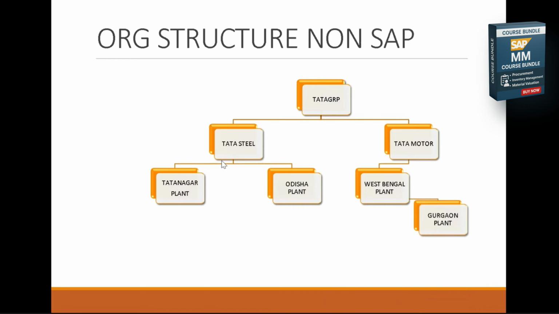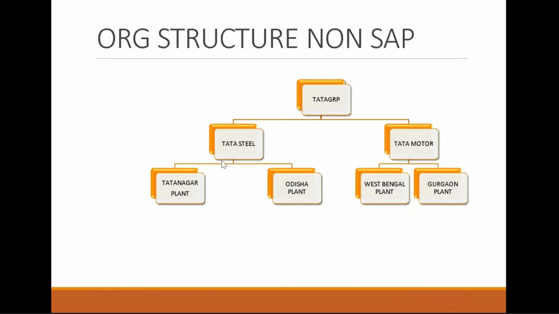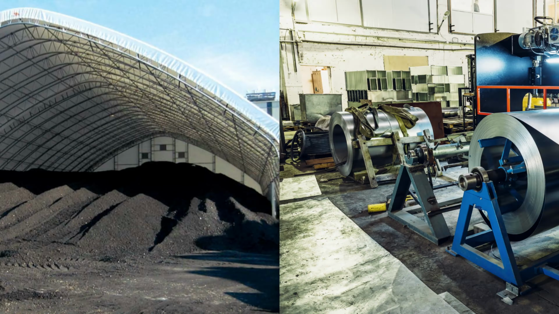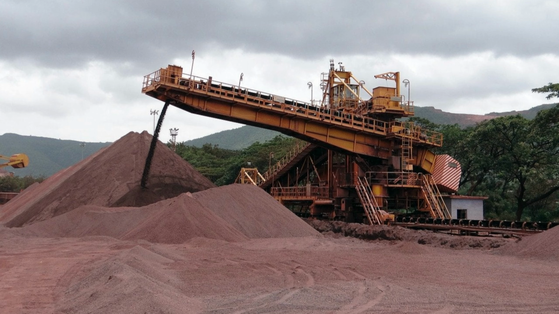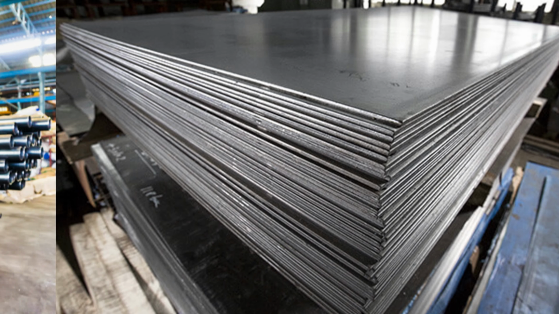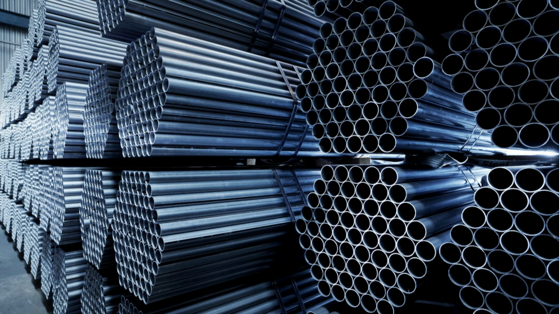Now whenever you have a plant, or an activity area where all of the activity is happening, there you will have a storage location, or we can say a store. Some stores will be there where you will be storing all of the items, right? Let's say you are a steel manufacturing company, so there will be some raw materials where you are storing the coal and the iron ore. Then there will be a finished material store where you are storing your finished product and semi-finished product, let's say steel sheets, steel rods, or anything you are storing.